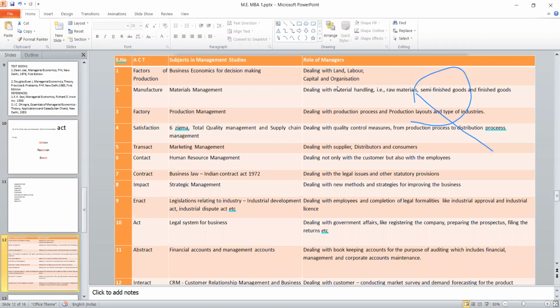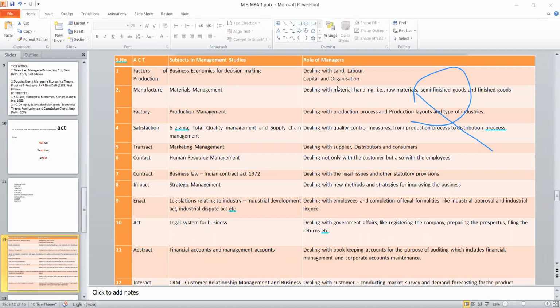See the words. The first word is factors of production. ACT is there. Why? In order to take a decision in the business, we have to manufacture. For that, we have to study one subject called materials management, because it is dealing with the material handling like raw materials, semi-finished or finished product.